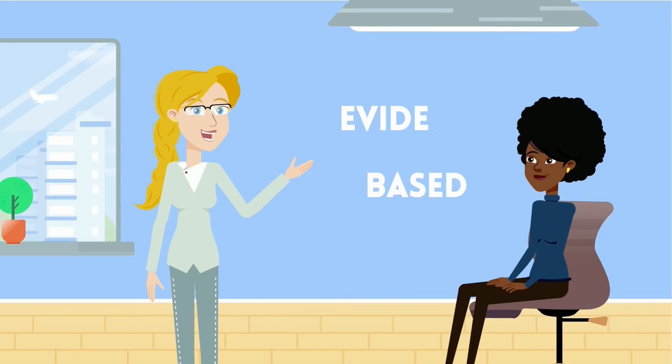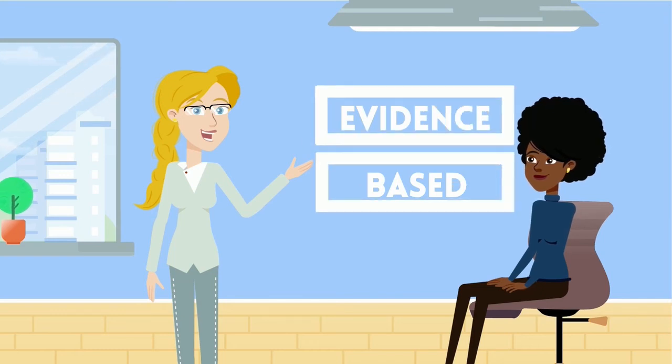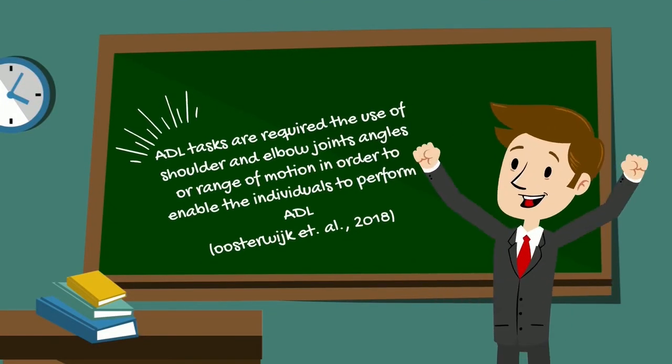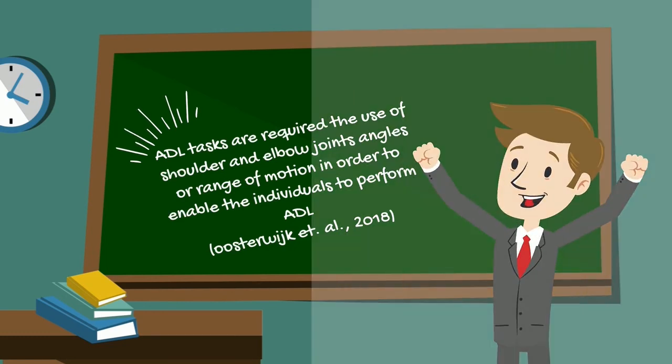So, why do OTs use occupation-based intervention home management activities to improve range of motion? A systematic review study stated that about 66 different ADL tasks required the use of shoulder and elbow joint angle or range of motion in order to enable the individual to perform ADL, especially full ROM in the elbow but less significant in the shoulder.